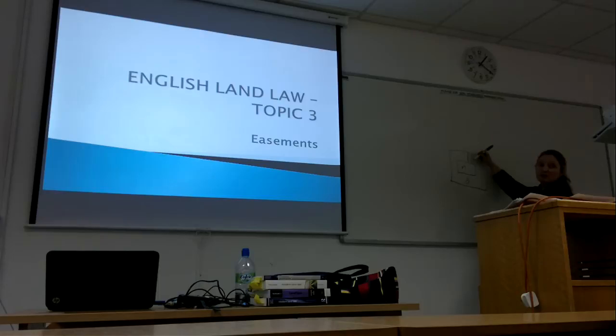So then, A is what's known as the dominant tenement. So I'll just put DT. In other words, it dominates the other property. And B is what's known as the servient tenement. So the tenement or the property that has to bear the easement.